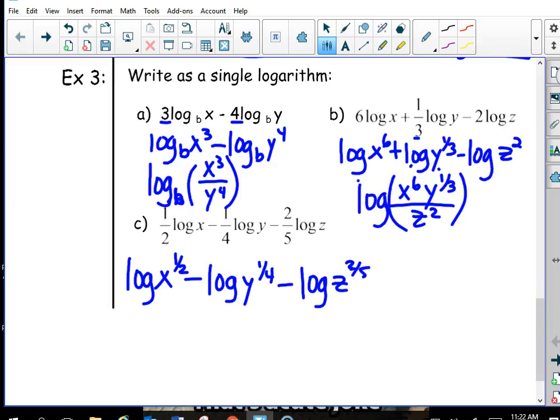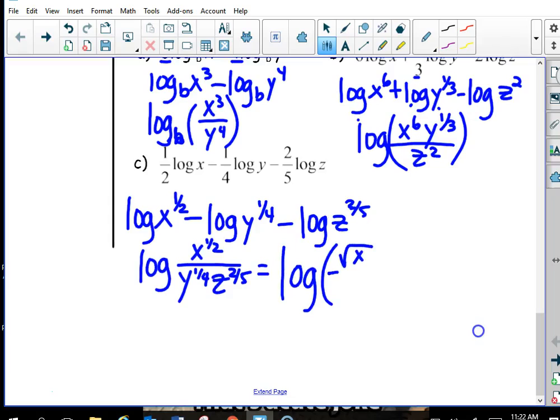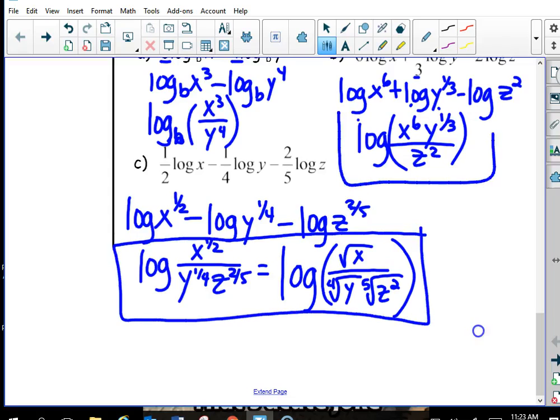Now, just in case, I'm going to write this as a radical in case they have us do this. Actually, let's put it together in one log first. So x to the 1/2 over y to the 1/4 and z to the 2/5. If they do want it in radicals, that's going to look like square root of x over the 4th root of y times the 5th root of z squared. Okay, done.